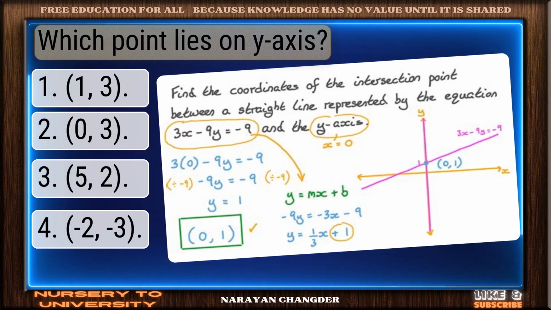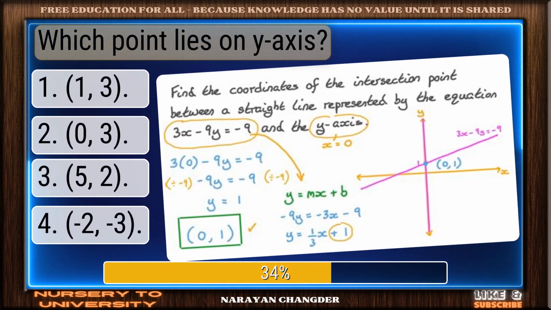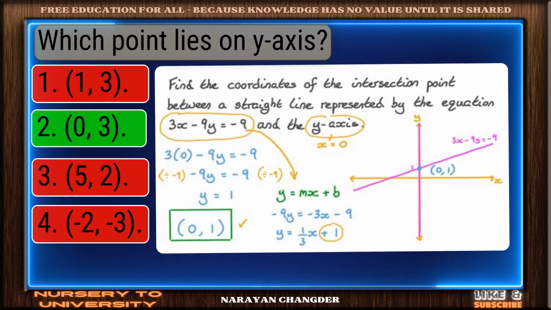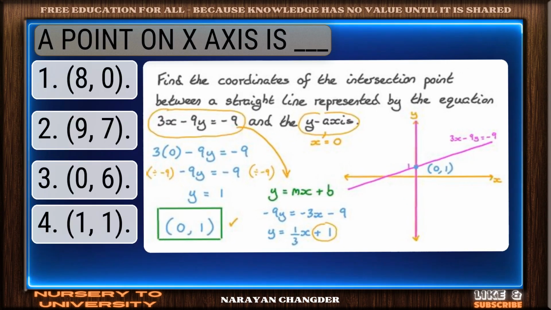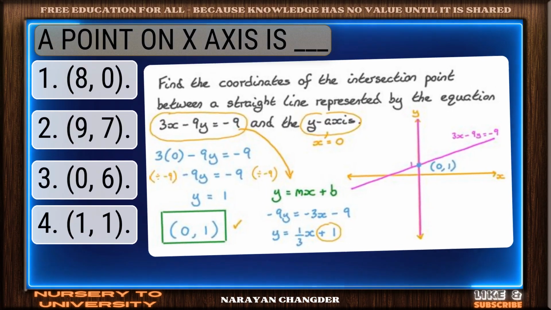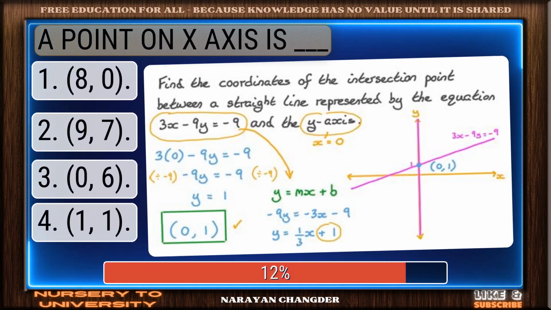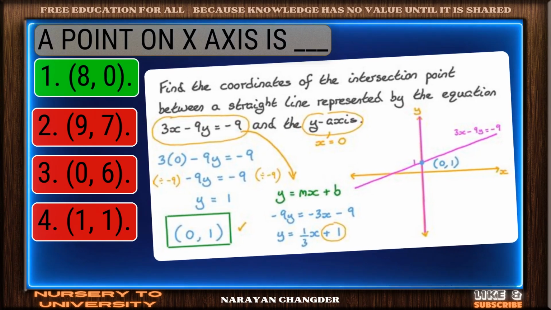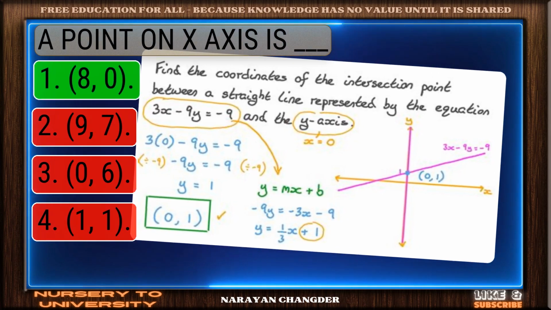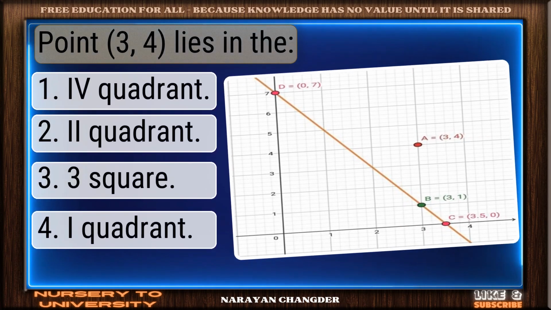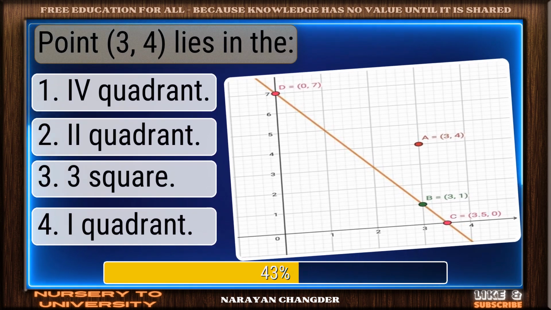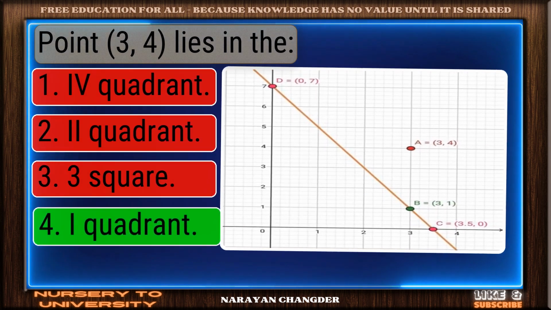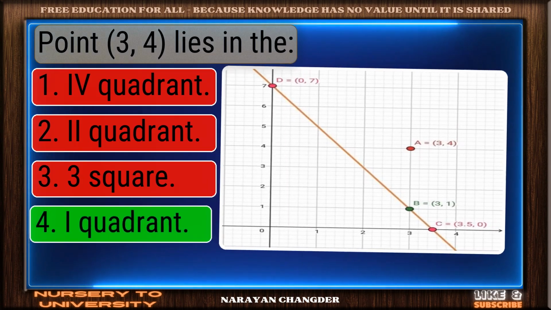Question number 187. Which point lies on y-axis? Good job. Your answer works well here. Question number 188. A point on x-axis is dash. Smart pick is the correct choice. Question number 189. Point lies in the. Well picked. I quadrant is the correct answer.